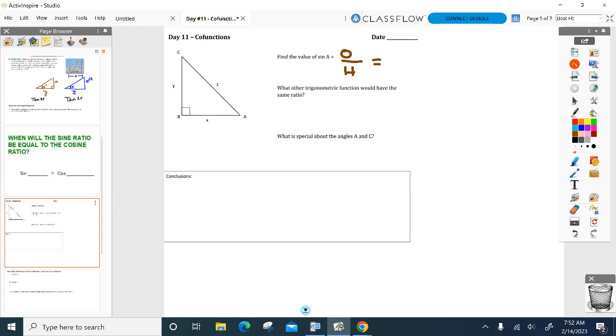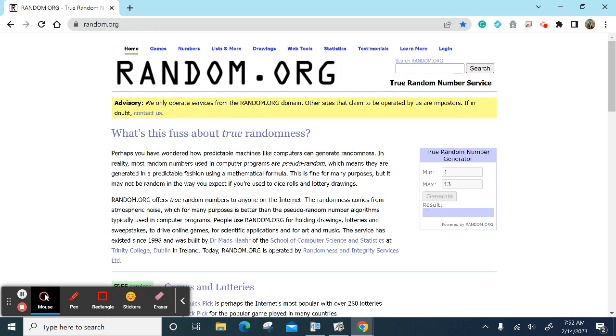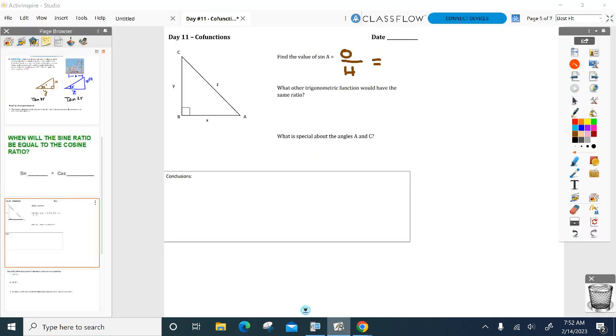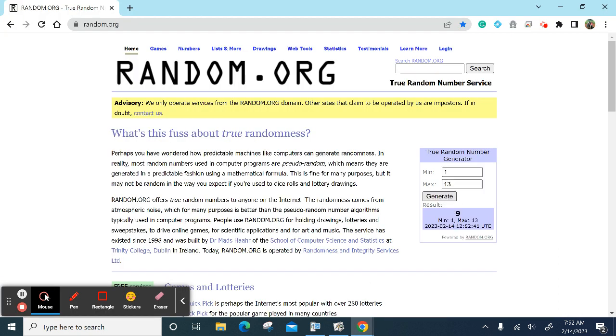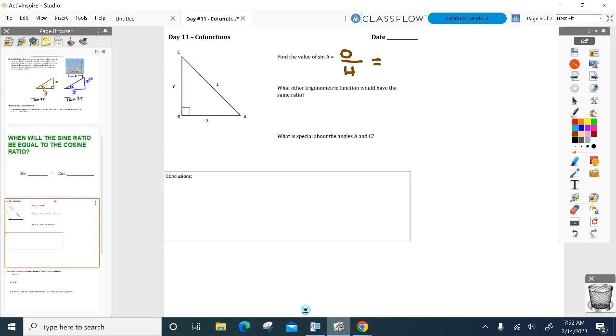So can somebody give me the opposite side and the hypotenuse for sine of A? Angle A, opposite over hypotenuse. Just use the variables that are there for me. What's opposite A? Y. Over hypotenuse? Z. All right, so it's Y over Z.